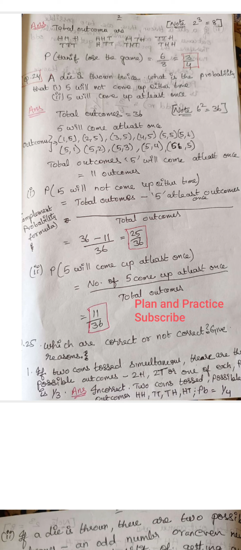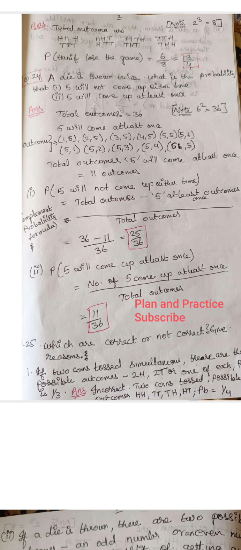Total outcomes are, they are saying they will toss a 1 rupee coin 3 times. So what will be the outcome? It can be HHH, TTT, HHT, HTT, HTH, THT, TTH, THH. So these are the outcomes. H means head and T means tail.